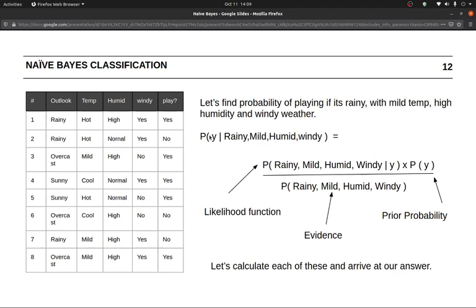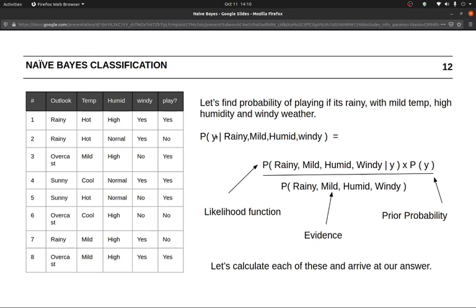Now our goal is to find the predicted variable play. So probability of y, that means probability of us playing, that means yes, given, and these are the features that are given to us. If it was rainy that day and it was mild temperature, high humidity and it was windy that day, what is the probability that we would play?